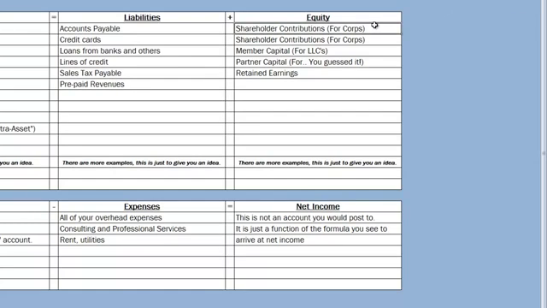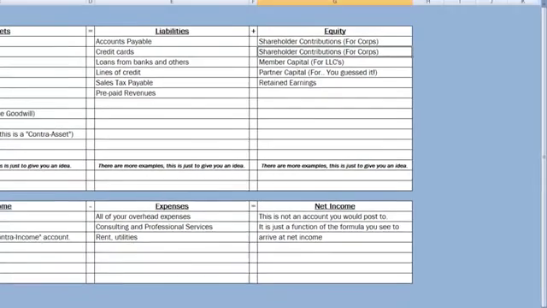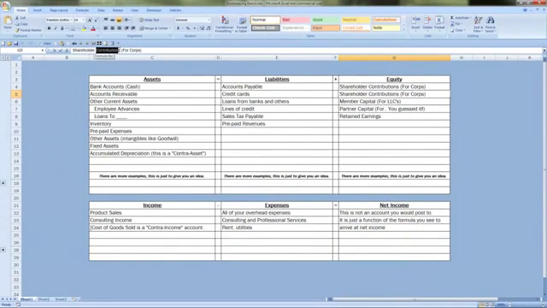Finally, in the balance sheet, we have equity accounts, and generally speaking, these are specific to the type of entity formed. So, for example, if I've got a corporation, I'm going to have shareholder contributions, and the second one should actually say shareholder distributions. So let's fix that.